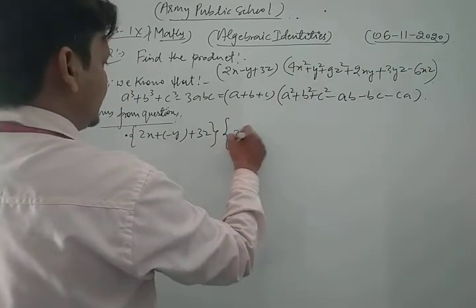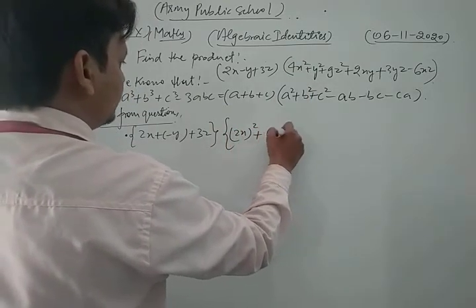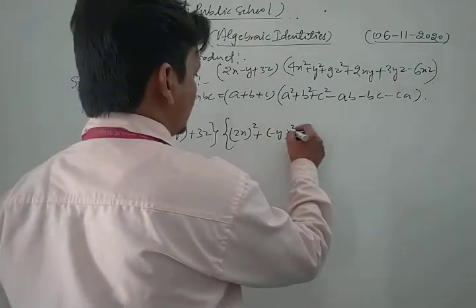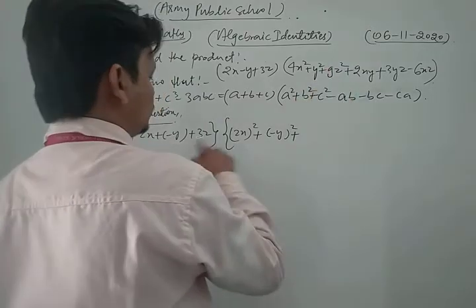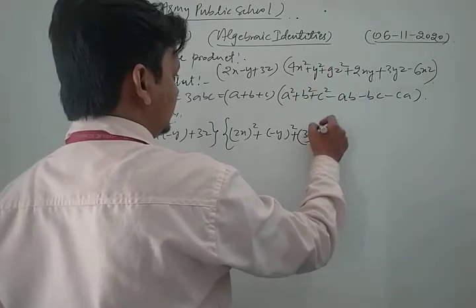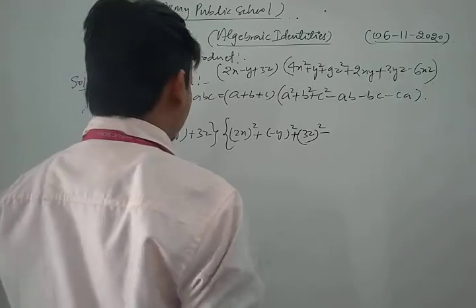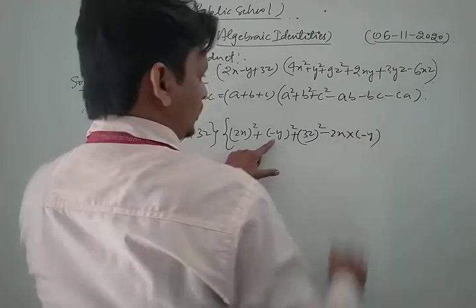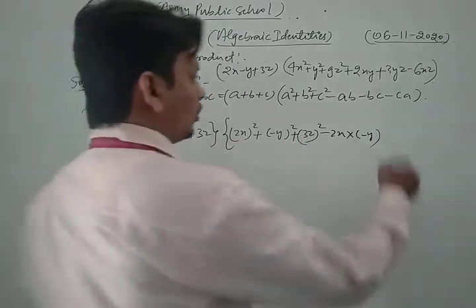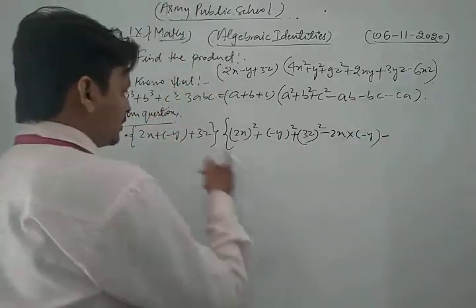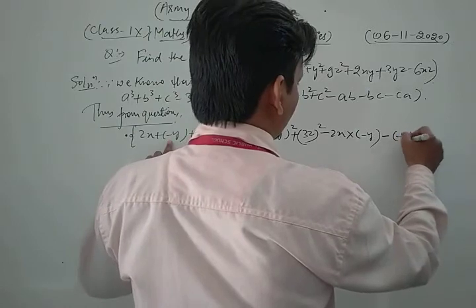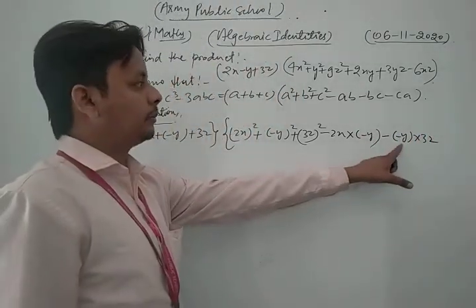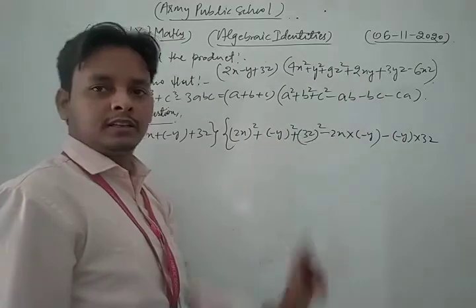This is a square plus b square, so 2x square, and we write minus y square, plus 9z square, we can write 3z square, minus ab. A means 2x, b means minus y. Okay, minus ab. Now minus bc, b means minus y, and c means 3z. Then we get minus minus plus 3yz.